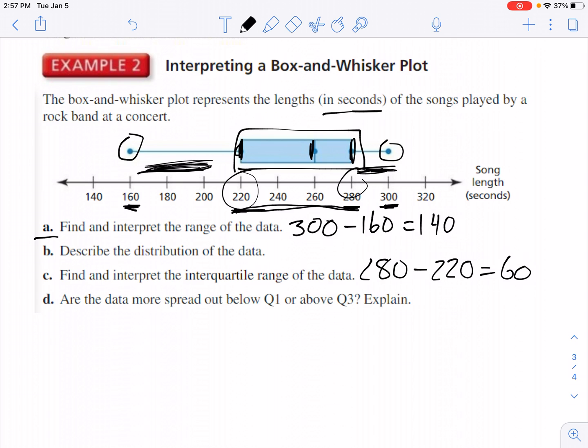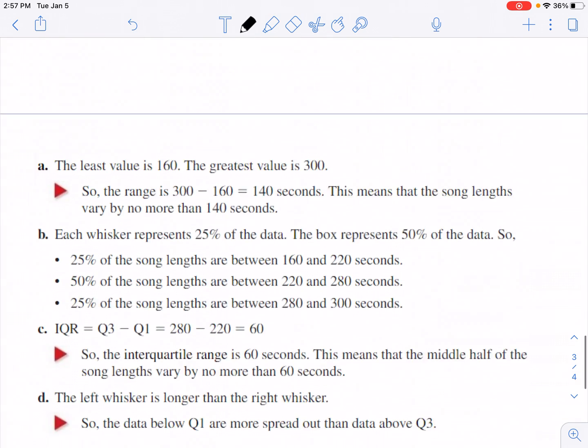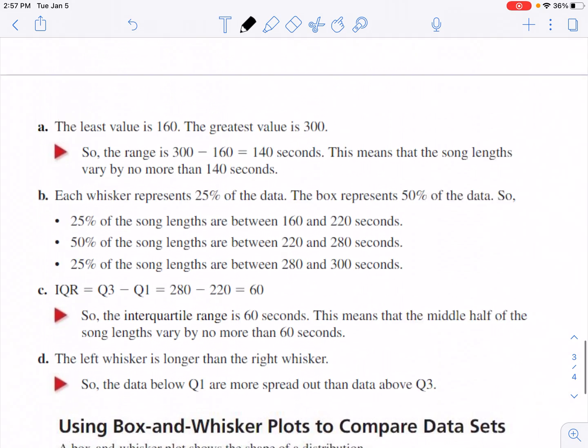So it's actually more spread out on this lower end from Q1 to the least value here. Where most of the data is concentrated is in this upper half here. So more of the data is closer together right there. And this leads to how we can look at the distribution of the box and whisker plot, which we'll see here in a second.